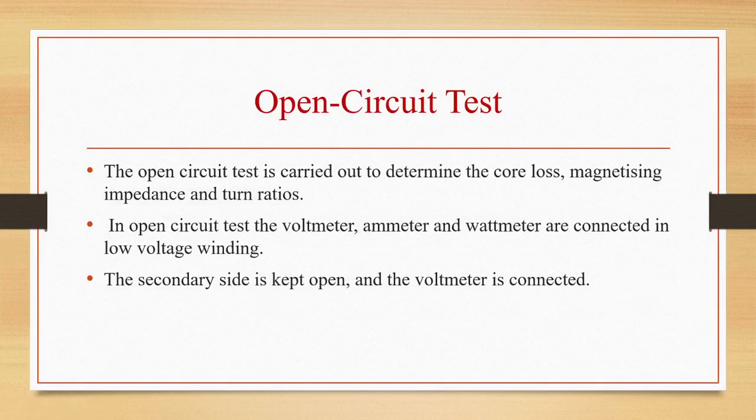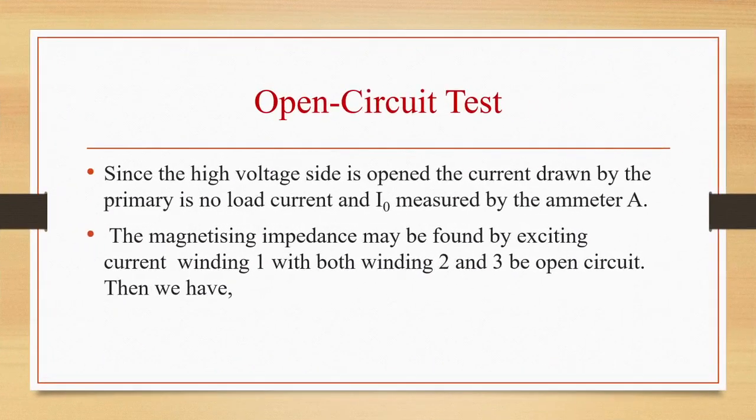So now let us see the open circuit test. The open circuit test is carried out to determine the core losses, magnetizing impedance and turns ratios. In the open circuit test, the voltmeter, ammeter and wattmeter are connected in the low voltage winding. The secondary side is kept open and the voltmeter is connected. Since the high voltage side is open, the current drawn by the primary is the no load current I0, measured by the ammeter A.